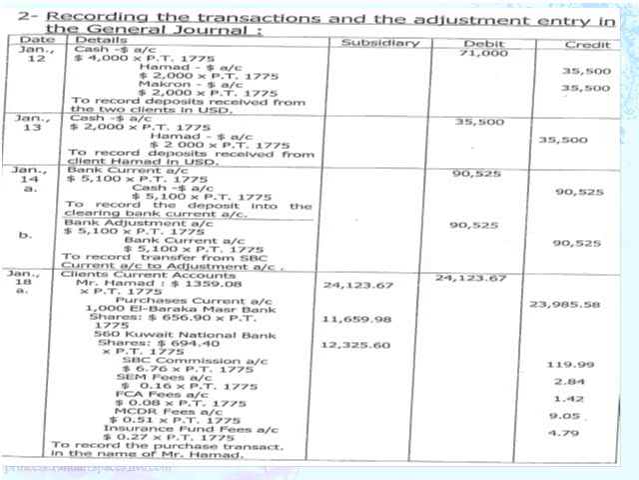And this 71 Egyptian pounds is divided equally between the two clients, the buyer and the seller, to record the deposits received from the two clients in US dollars. Everyone paid $2,000. The total deposits are $4,000. They are all received in cash account in dollars, but every one of them is credited with his share only, which is $2,000.